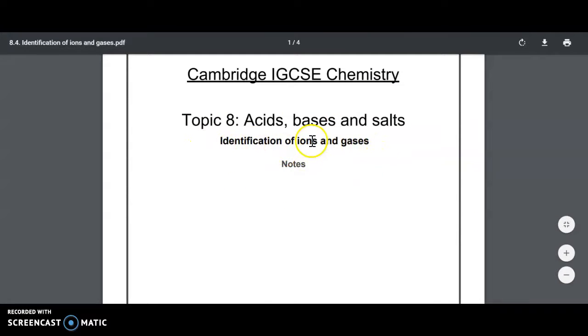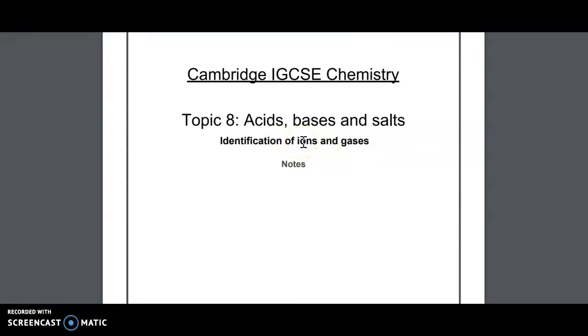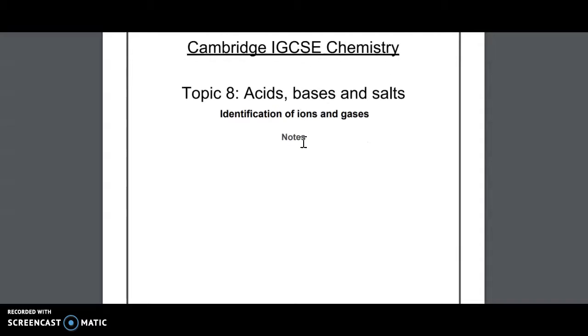So when identifying ions and gases, we're figuring out what they are. What is an ion? An ion is something that is dissolved, usually in water in a solution, and it's going to be positively or negatively charged. If you hear the word cation, that means positively charged. If you hear the word anion, that means negatively charged. So let's get started.